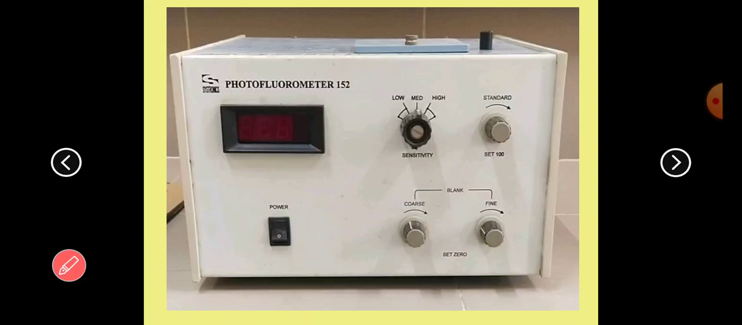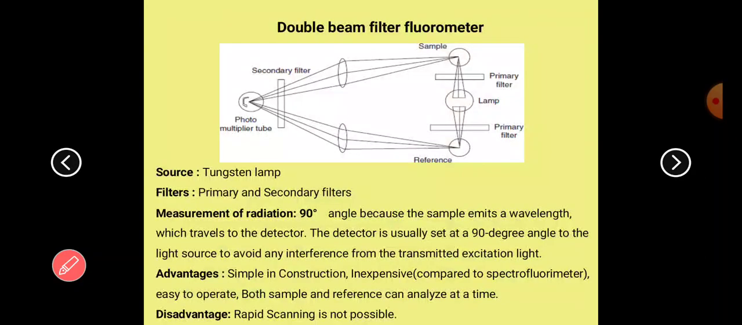This is the photofluorimeter, the single beam filter fluorimeter. Next, the double beam filter fluorimeter. It is similar to the single beam except that the two incident beams from a single light source pass through the primary filters separately and fall on either the sample or the reference solution. Two beams are passing, one for sample and one for reference, so it is called a double beam filter fluorimeter.